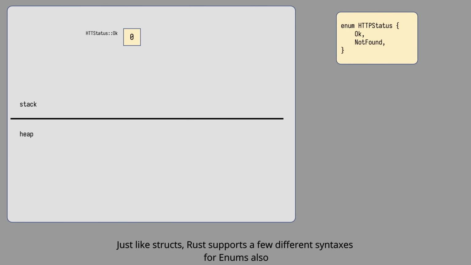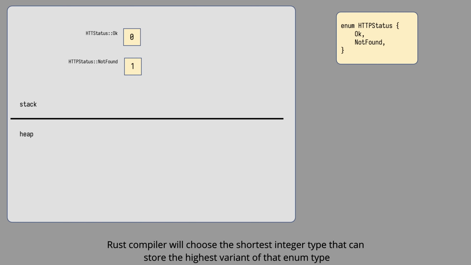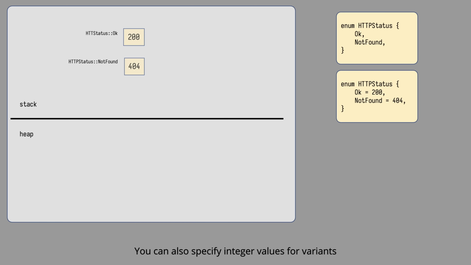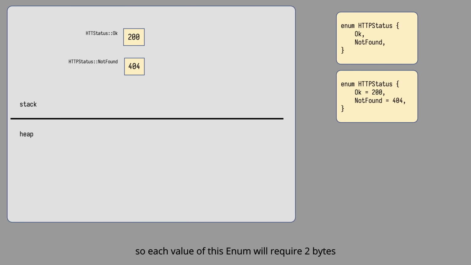The next data type is enum. Just like structs, Rust supports a few different syntaxes for enums also. The one shown here is a C-style enum. In memory, they are stored as integers starting from 0. The Rust compiler will choose the shortest integer type that can store the highest variant of that enum type. Here, the highest value is 1, and it can be stored using 1 byte. You can also specify integer values for variants. Here, the largest value is 404. 2 bytes are required to store it in memory, so each value of this enum will require 2 bytes.